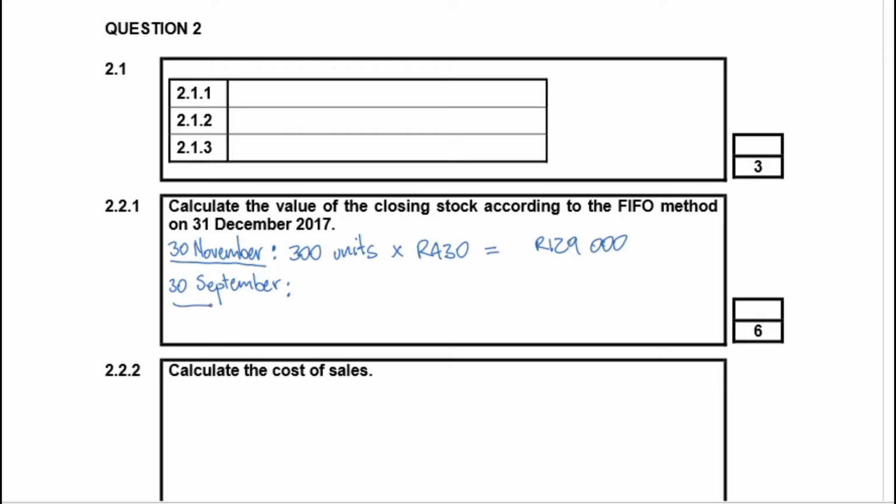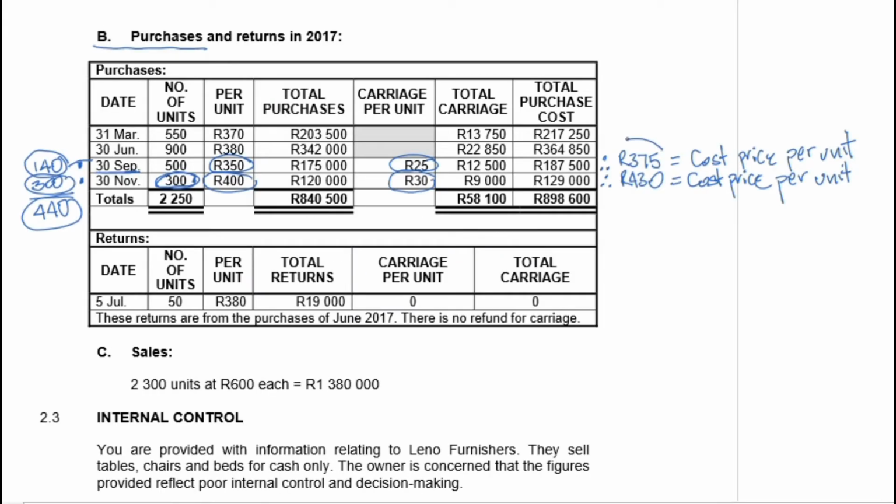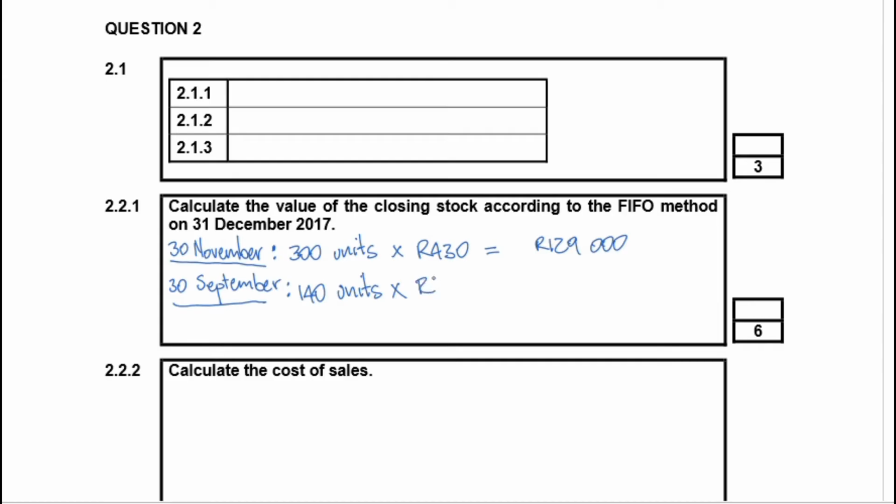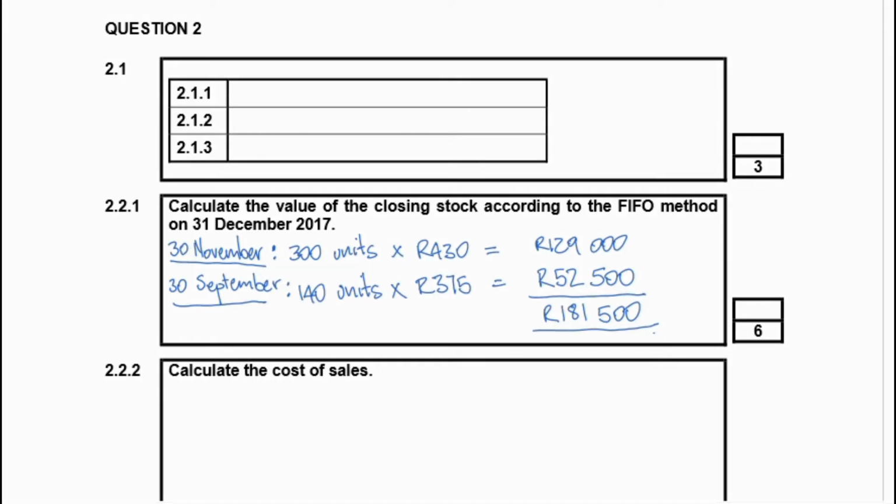For the closing stock units which were assumed to be purchased on 30 September 2017, the calculation is 140 units multiplied by 375 rands. And this gives us 52,500 rands. So when we add the two amounts together, we get 181,500 rands. So that is the value of our closing stock when we use the FIFO method.